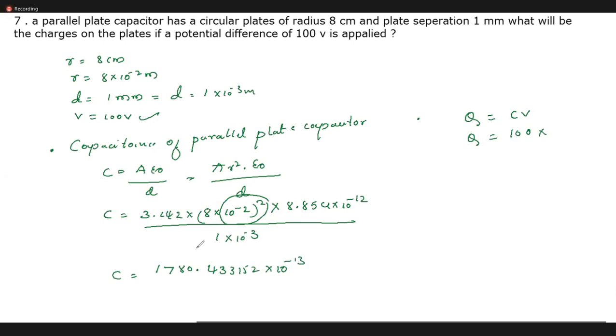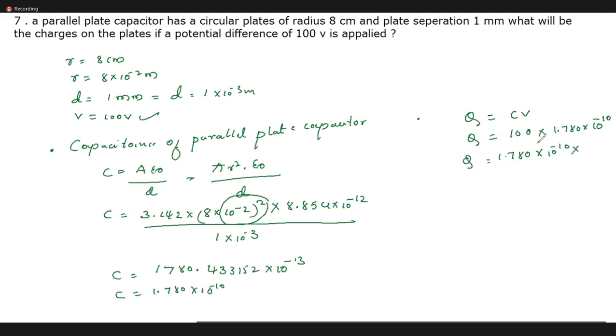So let me write it as 10 to the power of minus 10. Can I write it as 1.780 into 10 to the power of minus 10? Yes or no? Q is equal to 1.780 into 10 to the power of minus 10. I just shifted. So then Q is equal to 1.780 into 10 to the power of minus 10.